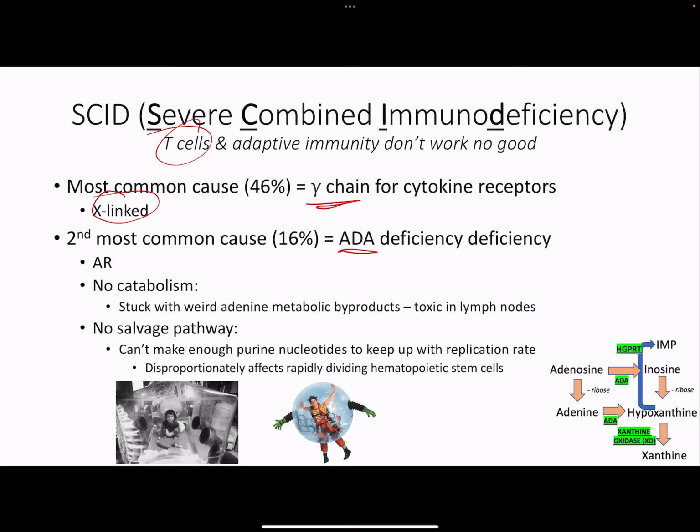So an ADA deficiency. This is autosomal recessive, and you can't break down the adenosines. So if we get rid of those enzymes, this is just going to become some sort of toxic, random stuff. This is bad for the lymph nodes and it causes the T cells to die. But also, you can't salvage, and if you can't salvage, you probably can't make enough nucleotides to keep up with the replication rate. So this could also affect T cell production in the bone marrow. And you know, the Boy in the Bubble and the silly Jake Gyllenhaal movie are based on this.